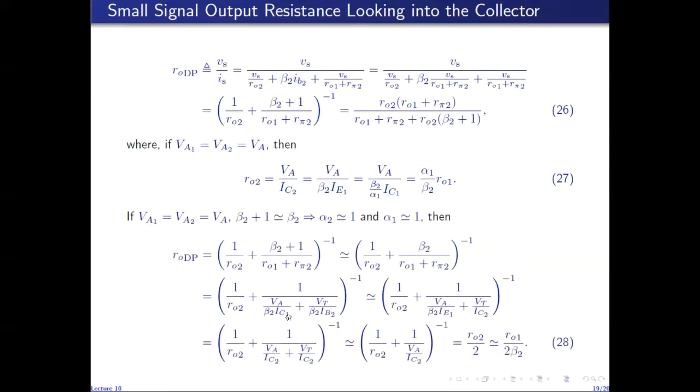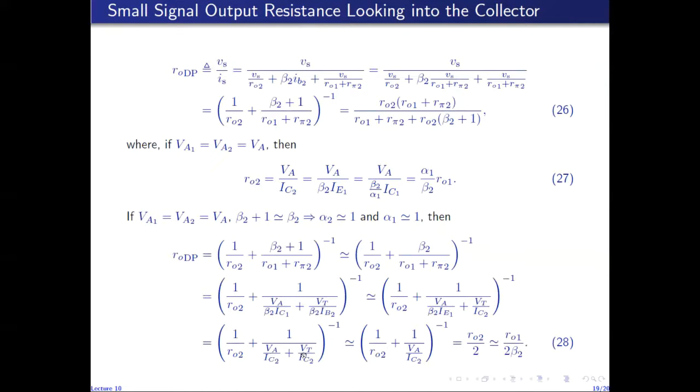IC1 is alpha 1 times IE1. So alpha 1 is approximately 1. So VA over beta 2 IC1 is VA over beta 2 IE1. And beta 2 IB2 is IC2. And then since IE1 is IB2, beta 2 IB2 is IC2. So the first term is VA over IC2, second term is VT over IC2.